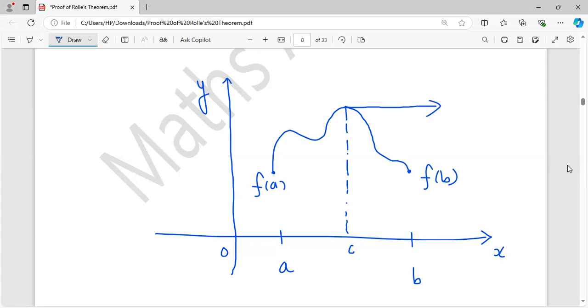So this will be f dash c equal to 0. This is the meaning. It means if you have a continuous function on the closed interval [a, b] and differentiable on the open interval, there will exist a point c in between a and b. We have the slope of the tangent at c, that is f dash evaluated at c, will be 0. It means the slope of the tangent on this curve at c will be 0. So this is the physical interpretation of Rolle's theorem.